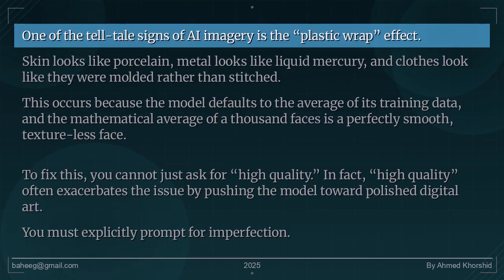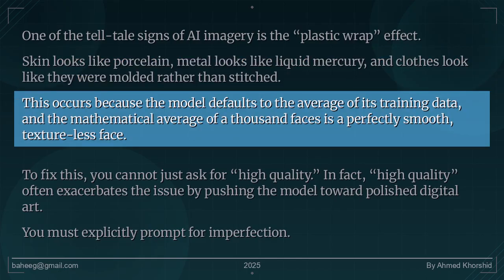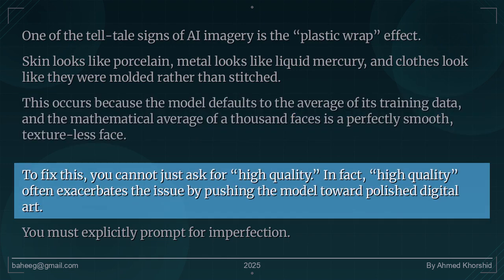9.2 Troubleshooting plastic textures and oversmoothed aesthetics. One of the telltale signs of AI imagery is the plastic wrap effect. Skin looks like porcelain, metal looks like liquid mercury, and clothes look like they were molded rather than stitched. This occurs because the model defaults to the average of its training data, and the mathematical average of 1,000 faces is a perfectly smooth, textureless face. To fix this, you cannot just ask for high quality. In fact, high quality often exacerbates the issue by pushing the model toward polished digital art.